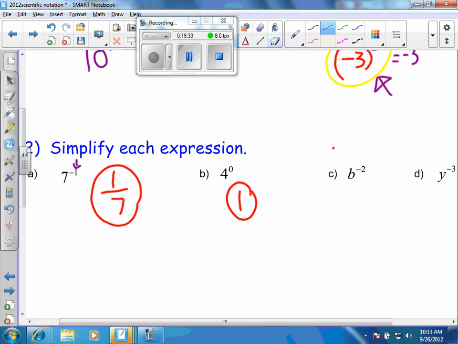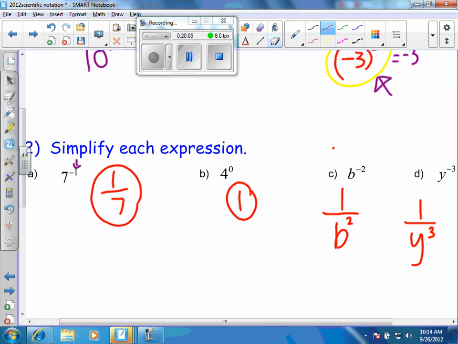Zig, do you have a question or you have this one? 1 over b to the second. Okay, so it's just 1 over. It's just 1 over, like Cameron was saying. Okay, 1 over the base. And this one is going to be 1 over y to the 3rd. Raise your hand if that makes sense.